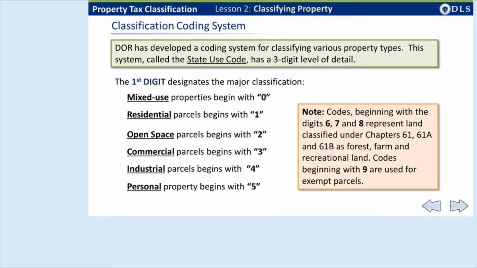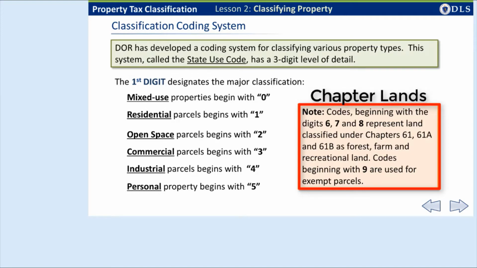It is important to note, however, that there are 4 other major classification codes. Codes beginning with the digits 6, 7, and 8 represent land classified under Chapter 61, 61A, and 61B as forest, farm, and recreational land. These are all referred to as chapter lands, have special tax status, and pertain to land segmentation only. Any codes beginning with 9 are used for exempt parcels.